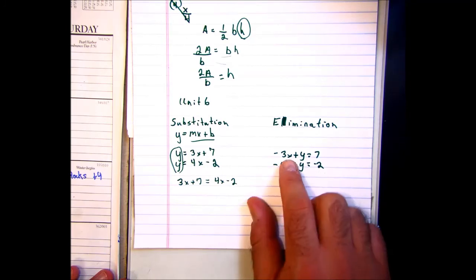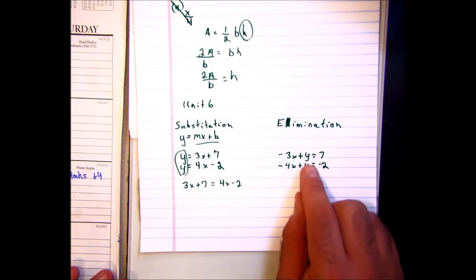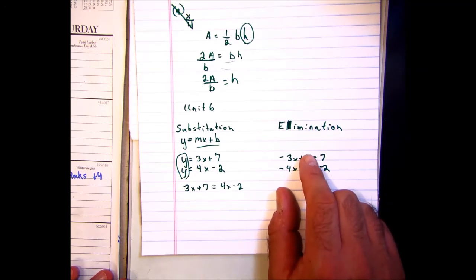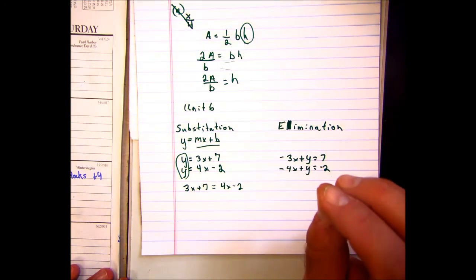If it's set up in elimination, then look for opposites. Hopefully you know you have the same number here, they're just not opposite. Sometimes you're going to have opposite signs, but not the same number. Sometimes you'll change one problem, sometimes you'll change both.